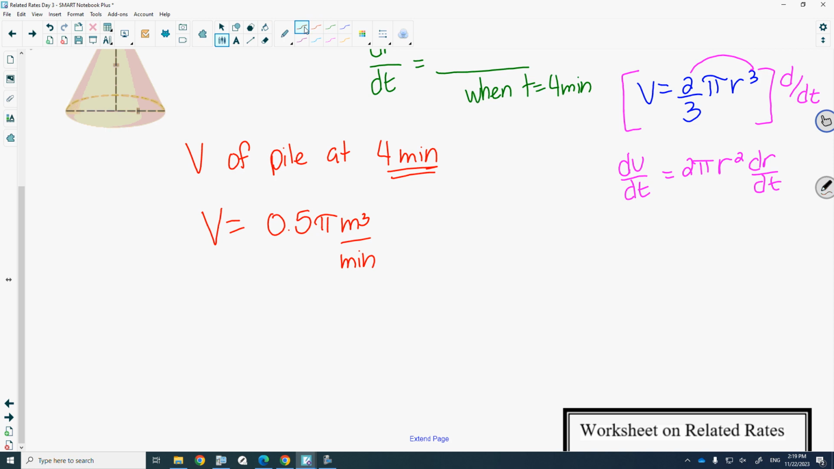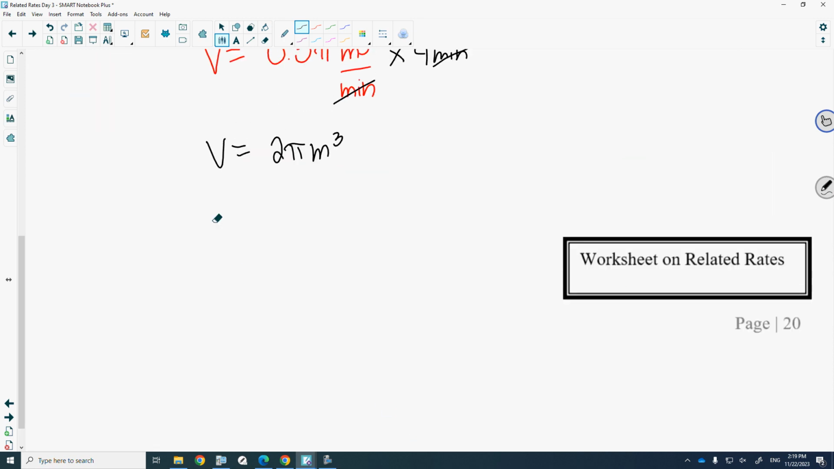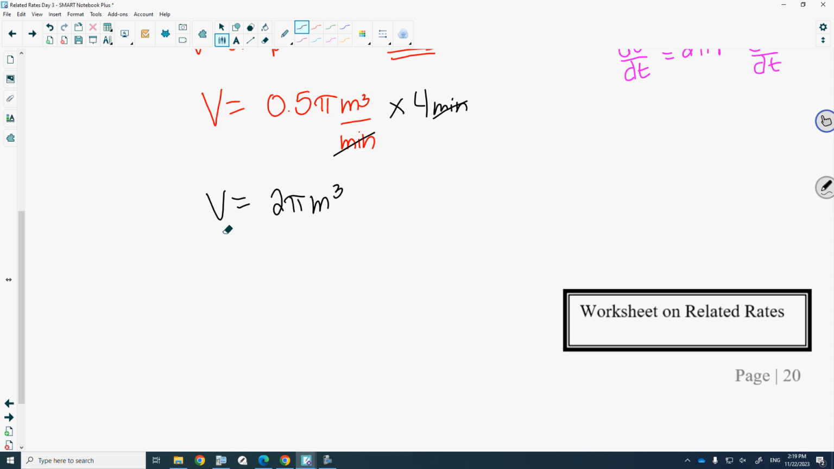After 4 minutes, I could figure out what the volume is at 4 minutes. So volume is equal to, what's half times 4? So 2 pi meters cubed. Okay, so 2 pi meters cubed. Now, I still don't know what the radius is, and that's what I need to figure out. So what I'm going to do is take out volume.